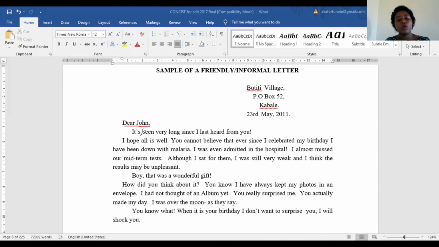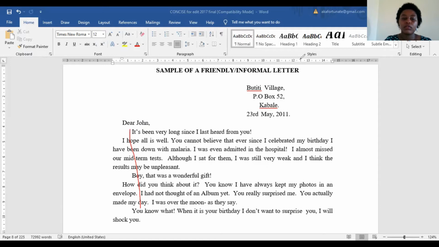And then we go to the body. I hope all is well. You cannot believe that ever since I celebrated my birthday, I have been down with malaria. I was even admitted in the hospital. I almost missed a midterm test. So this is the body. It is telling you why you are writing. I'll come to the detail later. We are still looking at the structure. From here to here, that is the body.